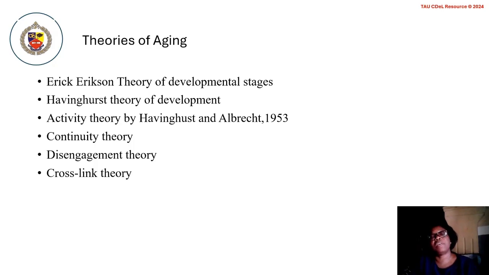Theories of aging. Several theories of aging have been identified, and these are the lists, but they are not limited to this alone. One is Erik Erikson's theory of developmental stages, Havighurst's theory of development, activity theory by Havighurst and Albrecht, 1953, continuity theory, disengagement theory, cross-link theory.